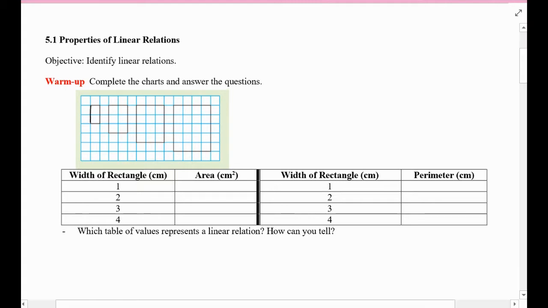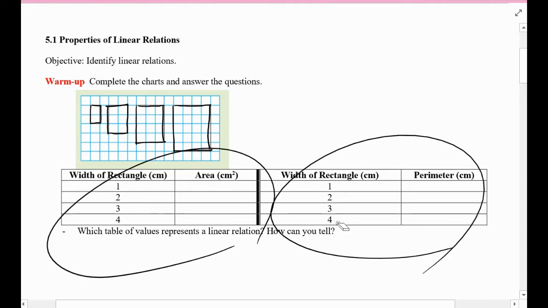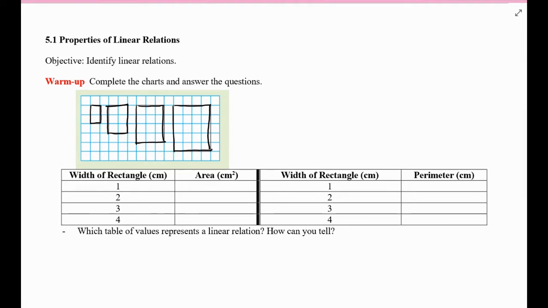So I have, in your lesson notes, if the lines are not visible, I want you to draw it again like this. Okay, so we're going to fill out two charts. First, width of the rectangle. This is the width of the rectangle. 1, 2, 3, 4. And we're going to find the area of the rectangle.